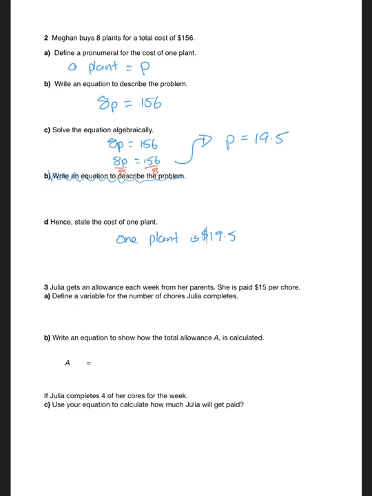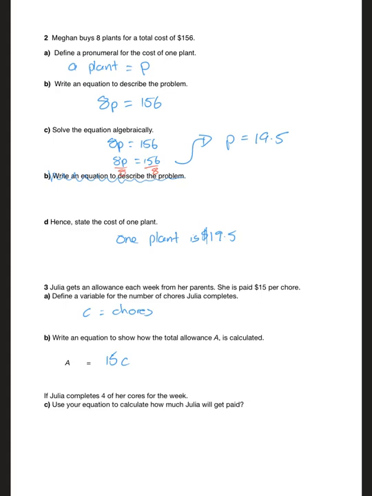Okay, Julia gets an allowance each week from her parents. She's paid $15 per chore. Define a variable for the number of chores Julia completes. Why not C? C equals chores. Sounds good to me. Write an equation to show how the total allowance A is calculated. So here they've given us a value A. A is going to be the $15 that she gets per chore. So that makes 15C. So pretty straightforward.